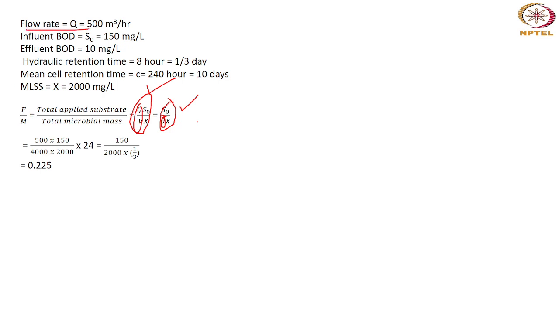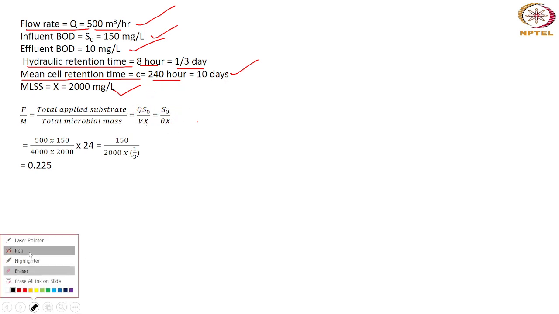So this was my flow rate, Q equals 500 meter cube per hour. The influent BOD was S naught, 150 mg per liter. The effluent going out from the tank was 10 mg per liter, carrying that much BOD. Then H at T was given as 8 hours or 1 by 3 day, and the mean cell residence time, theta C, is 240 hours, or 10 days, and MLSS, that is X, is 2000 mg per liter. I think this much data is clear for you.